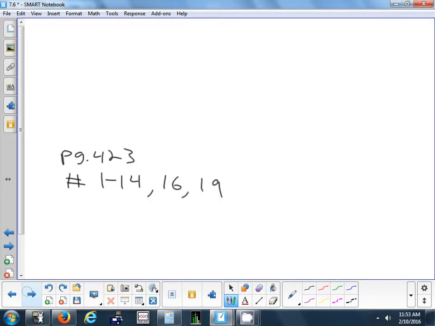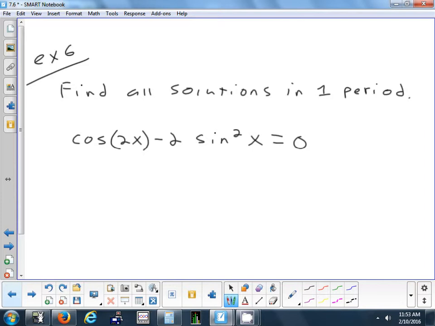All right, we'll try this one and see if we can solve it. Cosine 2x minus 2 sine squared x equals 0. Okay, what's the problem with this?